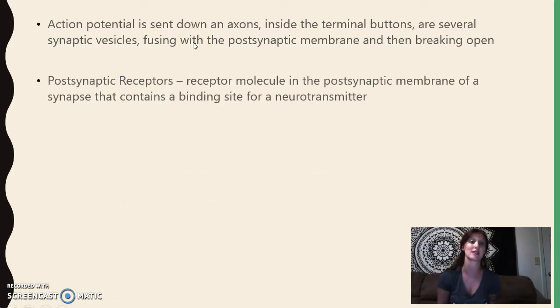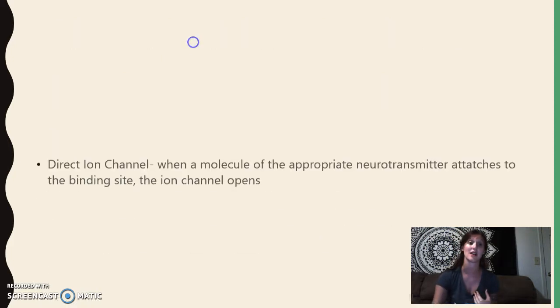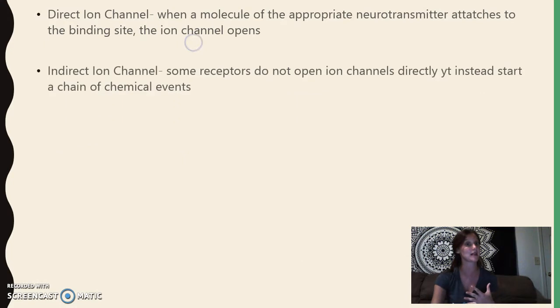The postsynaptic receptors are receptor molecules in the postsynaptic membrane of a synapse that contain a binding site for a neurotransmitter. When binding occurs, the postsynaptic receptor opens neurotransmitter-dependent ion channels. In the direct ion channel, when a molecule of the appropriate neurotransmitter attaches to the binding site, the ion channel opens. In the indirect ion channel, some receptors do not open the ion channels directly. It instead starts a chain of chemical events.